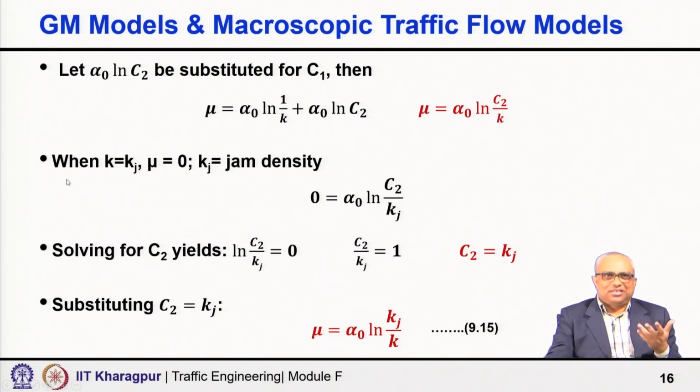What they did, okay, let us take k equal to k_j, the jam density. Then obviously mu equal to 0, speed is 0. So, you take speed is 0, k equal to k_j, then alpha_0 into ln(C_2 by k). Now, what does this tell you? This is 0, alpha_0 is again a constant. So, obviously, it indicates that C_2 is actually k_j. So, we got mu equal to alpha_0 into ln(k_j by k).